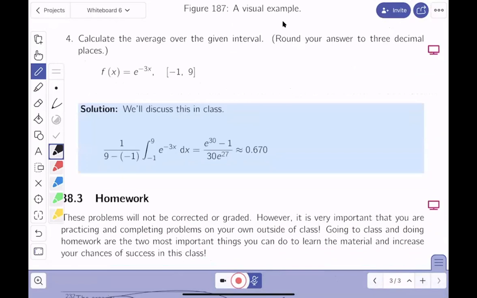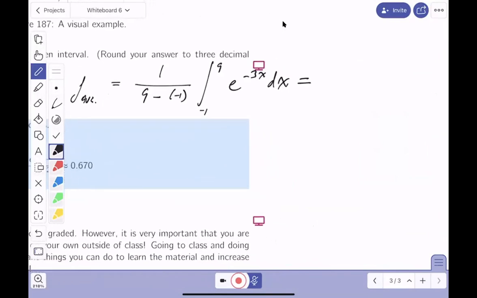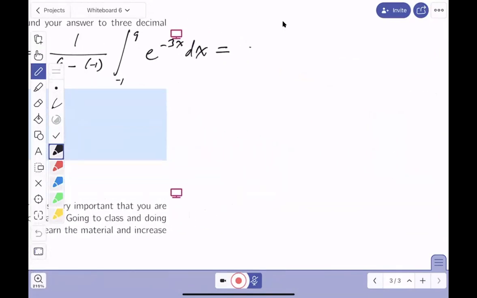So this one doesn't seem like much work. The average value, I'll call it F average, equals 1 over upper, 9, minus lower, minus 1, times the integral from -1 to 9 of e to the minus 3x dx. Well, I've got to see if I can do that. My 9 minus -1 is 9 plus 1, which is 10. Oh boy, I've got to do that integration.